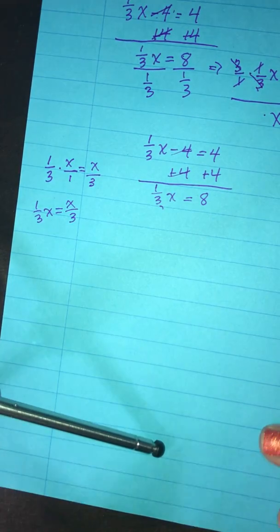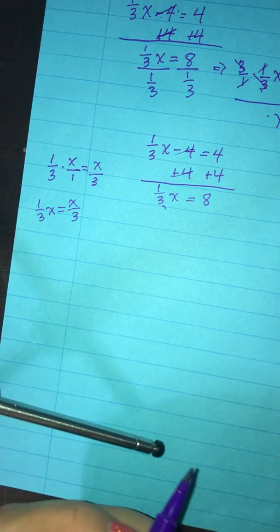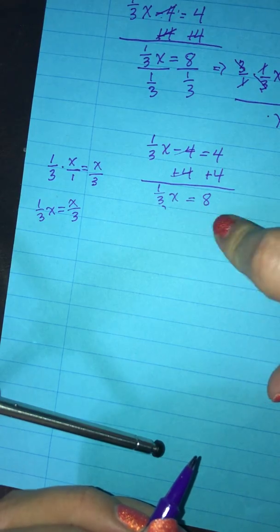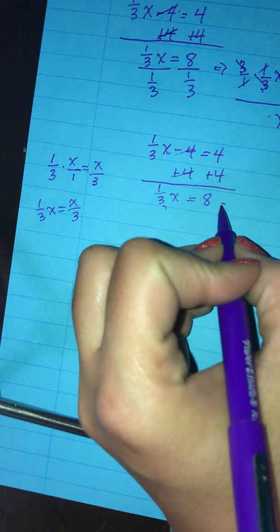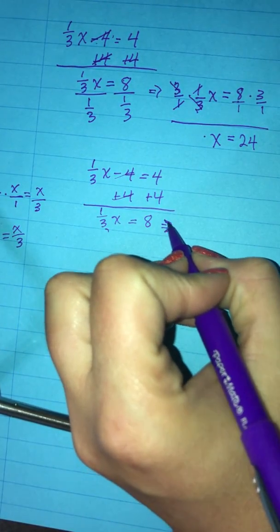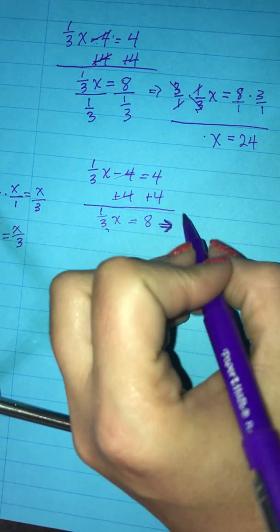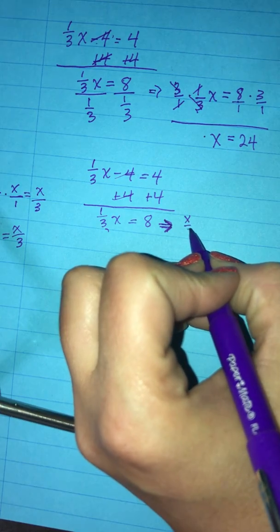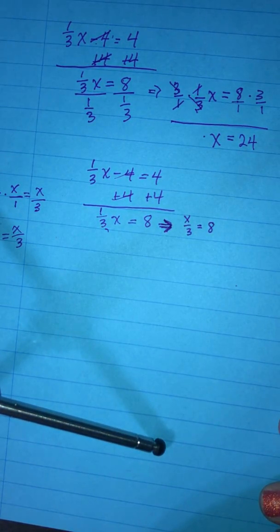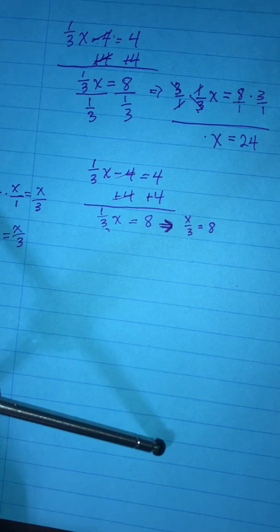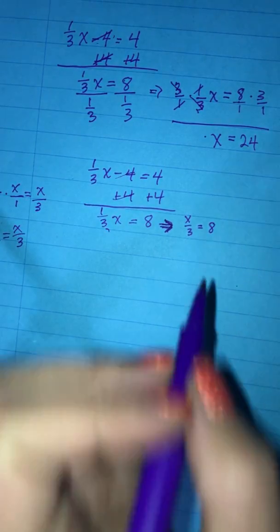So that's another way, if you like to think of it that way, you can very easily rewrite this equation, which is what I'm going to do now. I'm going to rewrite that as x over 3 equals 8. That now just became a much simpler problem. It resembles the division problem that we did just a moment ago.